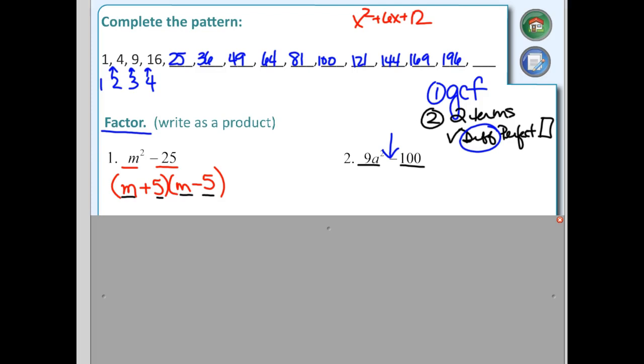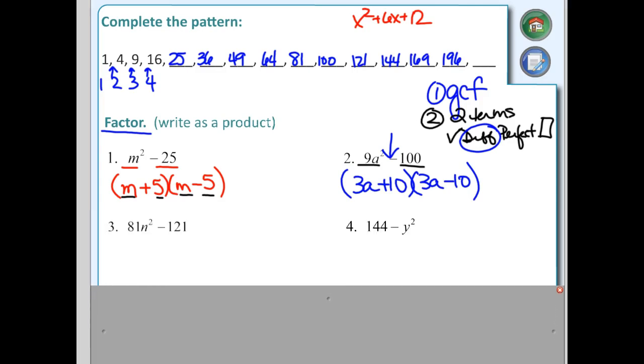And to factor difference of perfect squares, I need the sum and the difference. So I like to say the square root of 9a squared is 3a. It's going to be 3a plus 10, and then 3a minus 10. Okay, so again, it's recognizing patterns and memorizing what to do when. Let's look at number 3.